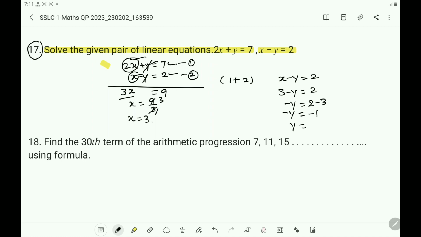Then y is equal to 1 by cancelling the negative sign on both sides. Here you know that minus y, we have to solve for the value of y. Therefore you keep minus y in the LHS and transfer this 3 to the RHS. That becomes 2 minus 3. Then you will get minus y equals minus 1. Then by cancelling that minus on both sides, you will get y equals 1. Therefore you got the solution. Therefore x equals 3, y equals 1.